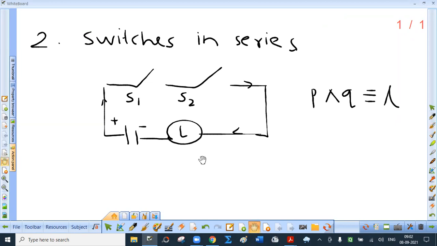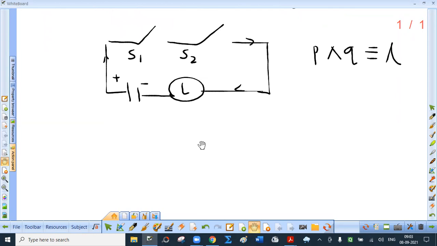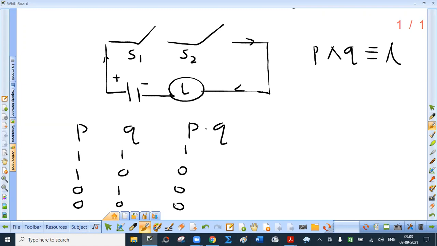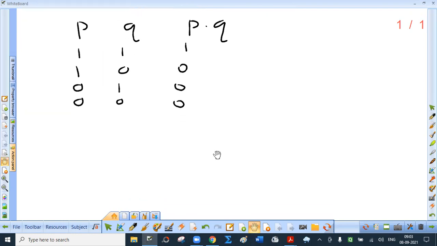So the switching table, which is also called as input-output table, for this connection will be like this. Now, I will not write that true-false. I will directly write P, Q. Now, instead of P and Q, we write P dot Q. So, which four combinations? 1 1 0 0, 1 0 1 0, and this is like 1 0 0 0. So, current flows if and only if both the switches are closed. Otherwise, current will not flow.